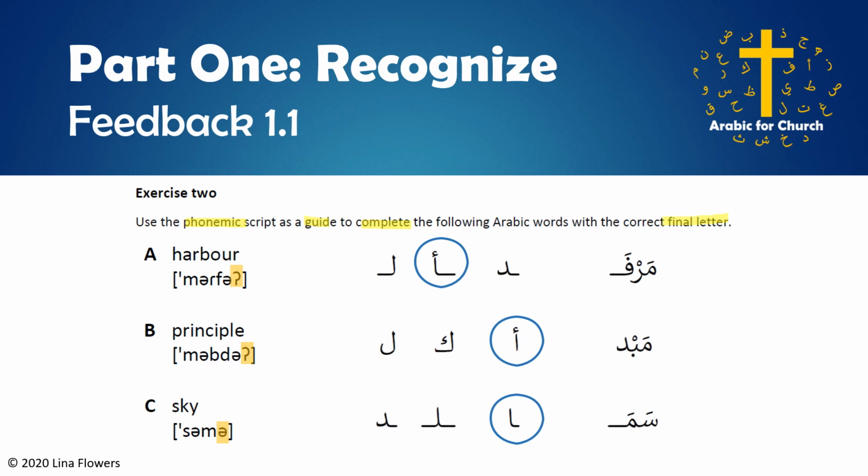Let's start with the first one. We have the word harbor. In Arabic, it's marfa. Marfa. So with selecting the correct letter, I like to eliminate anything that I know is not right. Let's start with the first option. Now I know alif is higher than this, and I know alif only connects to the right. So this is not a viable option.